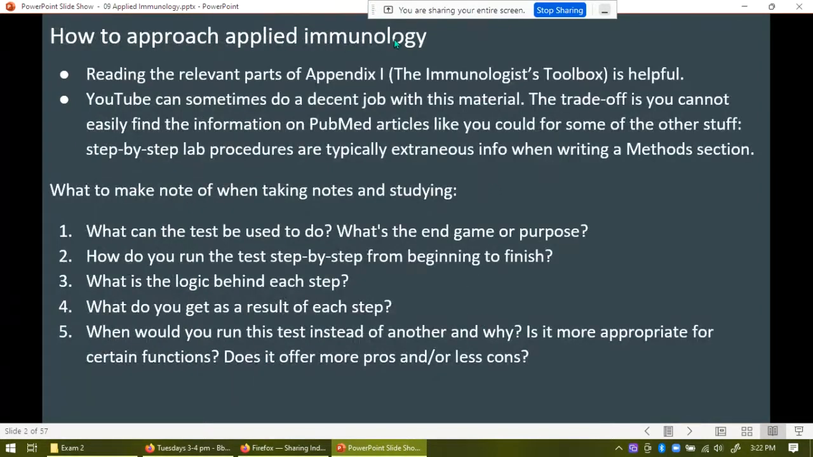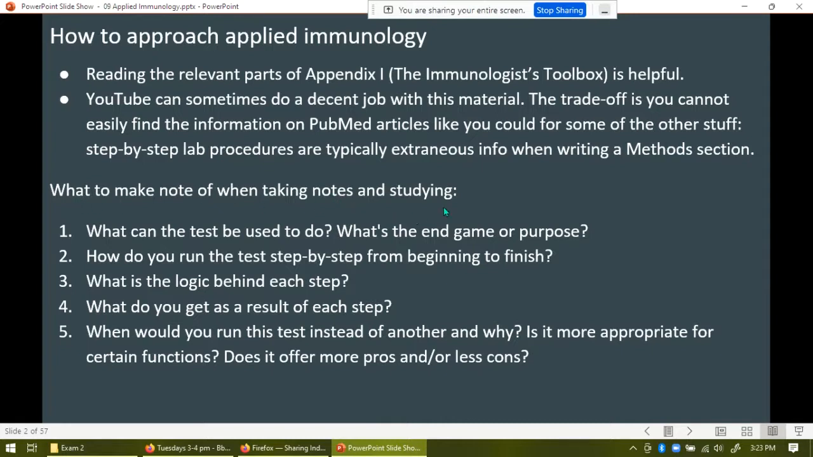So how to approach applied immunology: reading Appendix 1, the relevant parts of it. The trade-off for applied immunology is that you can't really find PubMed articles like you could for a lot of the other stuff, but you can find some of it on YouTube. A lot of people are on YouTube explaining how to do these kinds of assays and what happens. So sometimes videos can be helpful. I know Sanders relies on videos for some of the tests. He has them in the PowerPoint.